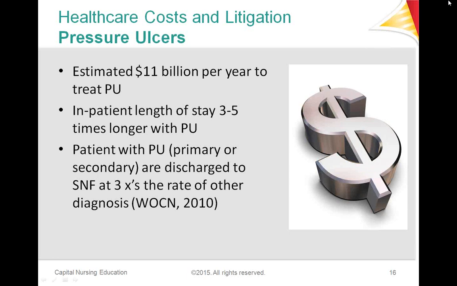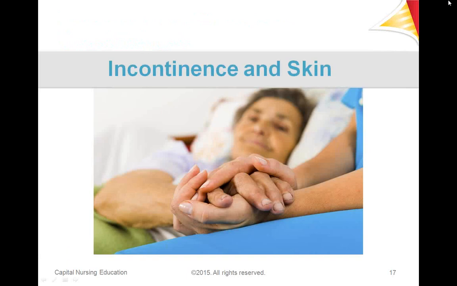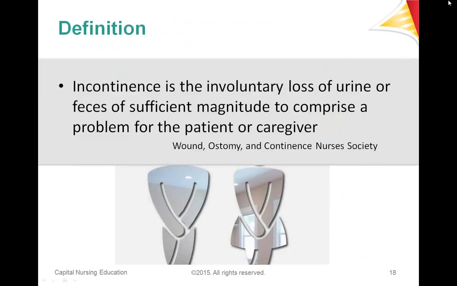Pressure ulcer prevention programs are huge, and we're going to talk a little bit more about those and what is included in those. Now let's move our discussion to incontinence and the skin and why that is such an issue with skin integrity. We know that incontinence is the involuntary loss of urine or feces of significant magnitude to comprise a problem for the patient or the caregiver.